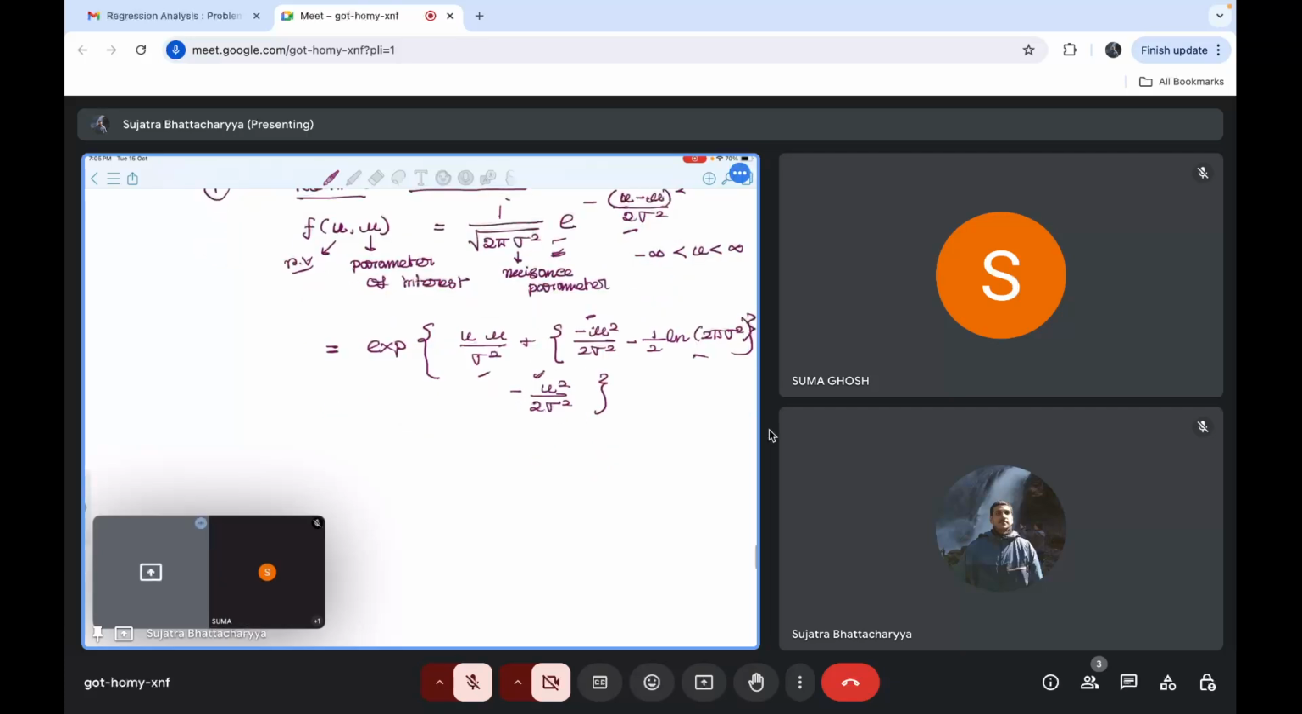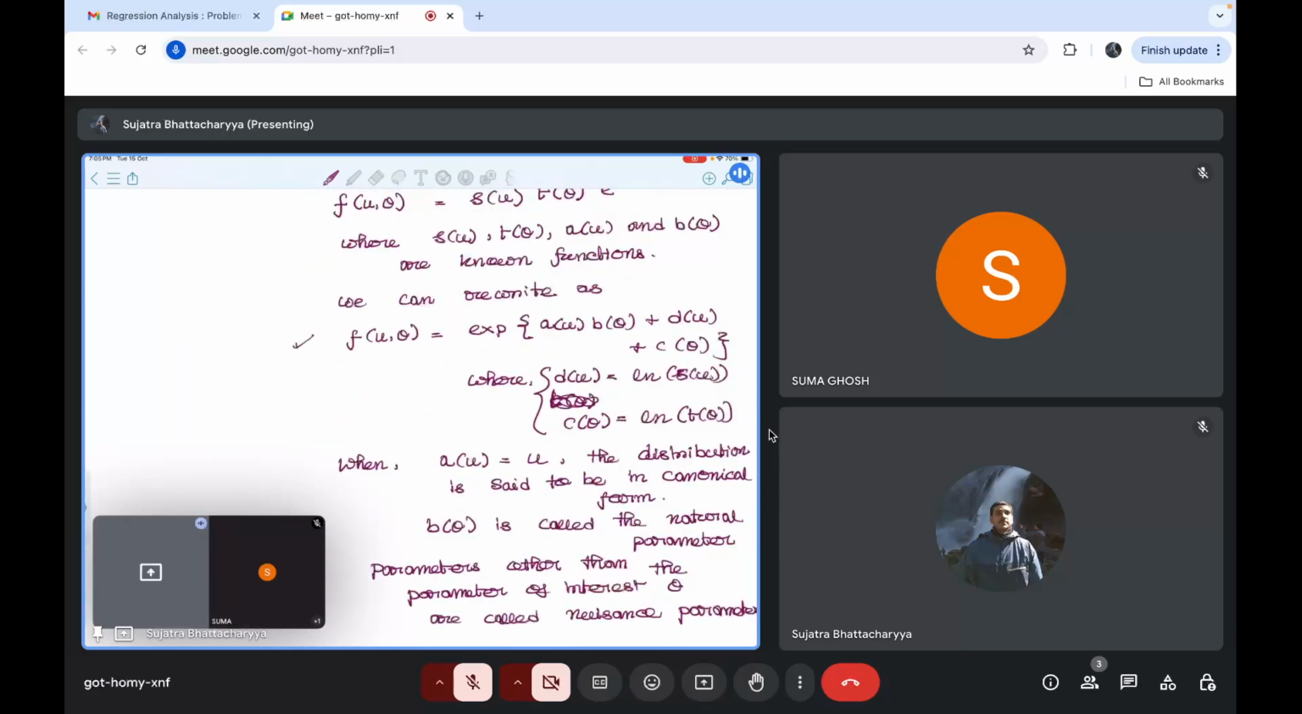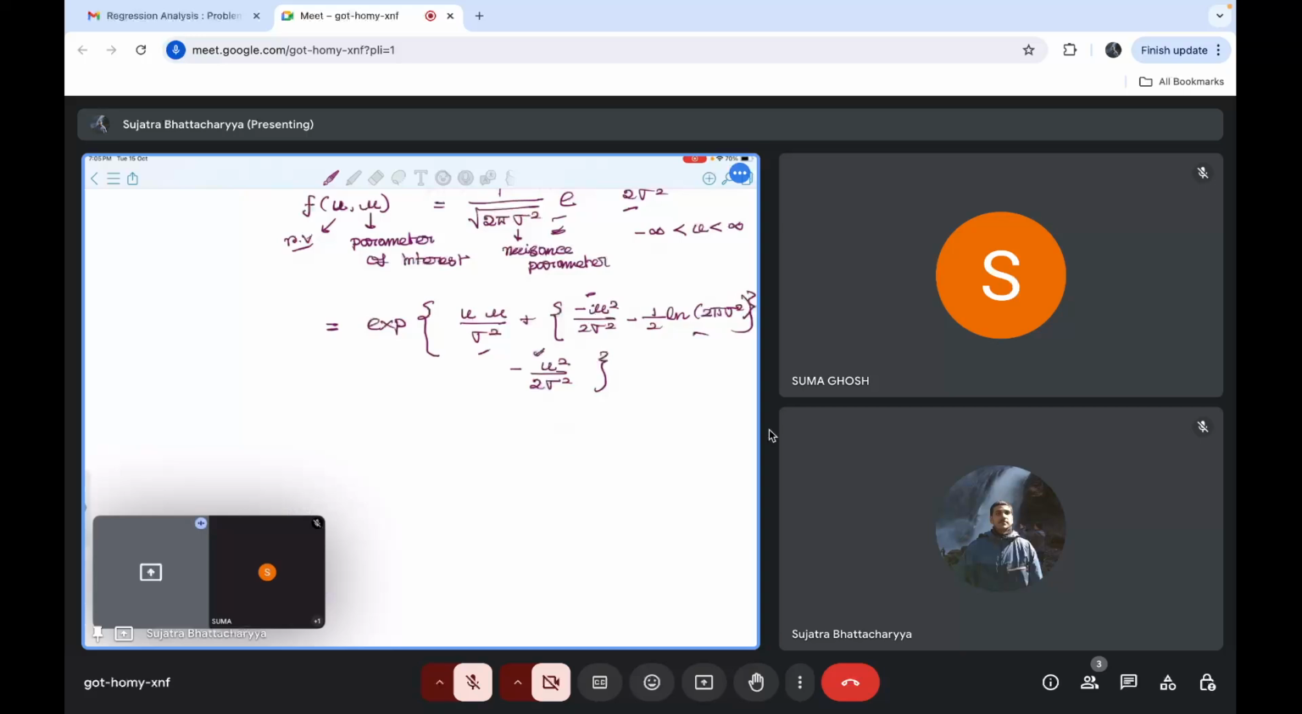Okay, so from here we will compare with this particular equation, this one. We will compare with this and say that A of u is nothing but u, this one. This is not a parameter of interest, so I'm not worried about this. B of theta is nothing but, you can write mu by sigma square, does not matter. But this theta is here mu. Okay, so mu is the parameter of interest.